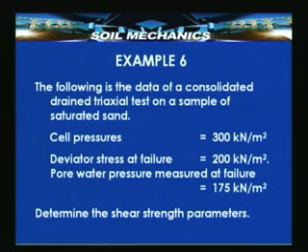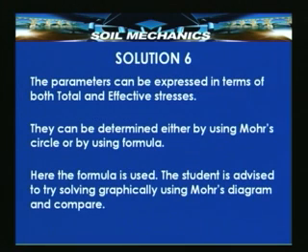That example which we saw last was data about a triaxial test on a saturated sample of sand. The cell pressure used was 300 kilonewtons per meter square, and in the test it failed at a deviatoric stress of 200 kilonewtons per meter square. The pore water pressure was measured, and at failure it was found to be 175 kilonewtons per meter square. So, with the help of this, the shear strength parameters were determined.